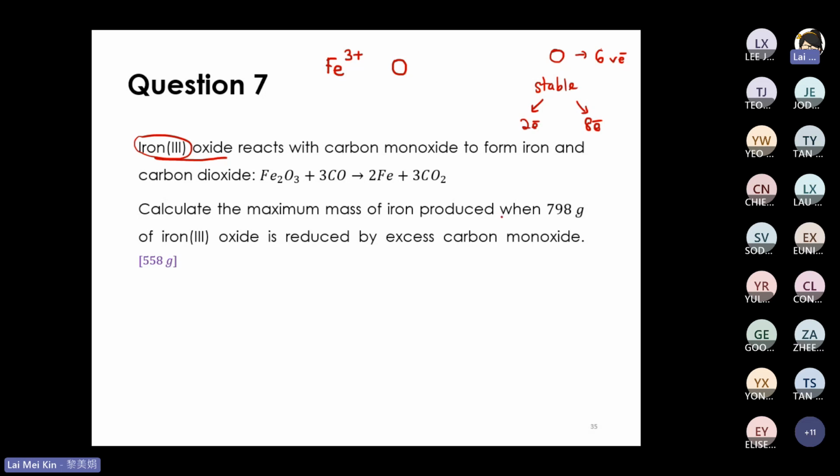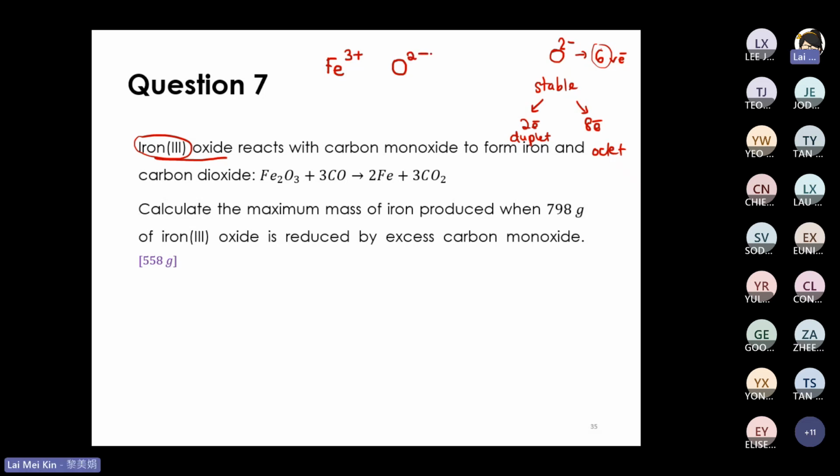If you remember this phrase, it's called octet. And this will be called duplet. When you have 6 electrons, how do you achieve 8 electrons? You have to take in 2 electrons. So when you take in 2 electrons, what is the charge that you have? 2 negative. Because you take in extra 2 electrons, the charge will be 2 negative. So back to here, 2 negative.